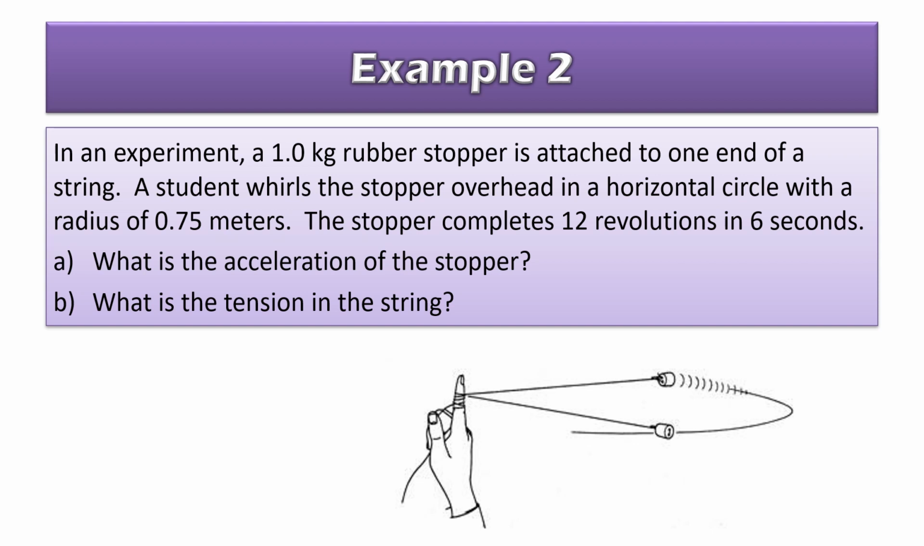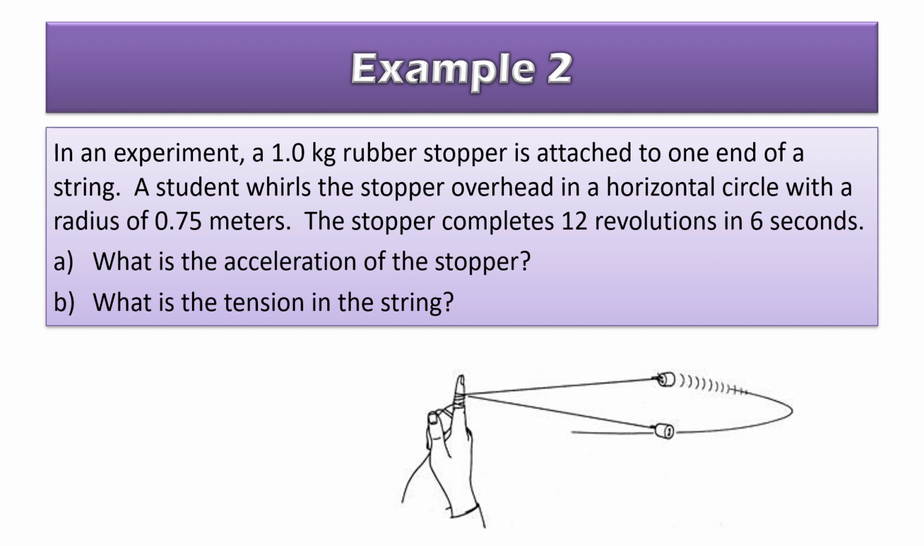All right, example 2. Should look very familiar. It's the same situation as the last lesson, but I wanted to calculate the acceleration and the tension in the string. Okay, so it says a 1 kilogram rubber stopper is attached to one end of a string. A student rolls the stopper overhead in a horizontal circle with a radius of 0.75 meters. The stopper completes 12 revolutions in 6 seconds. What is the acceleration of the stopper?